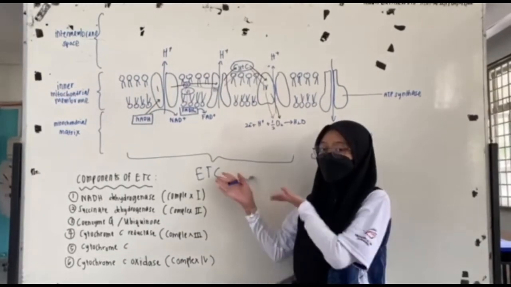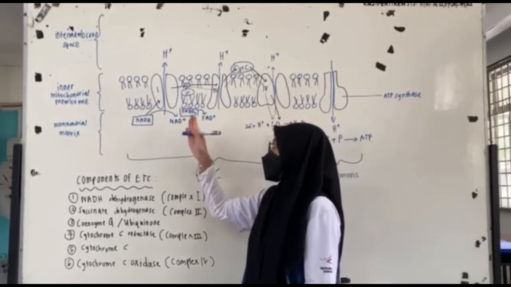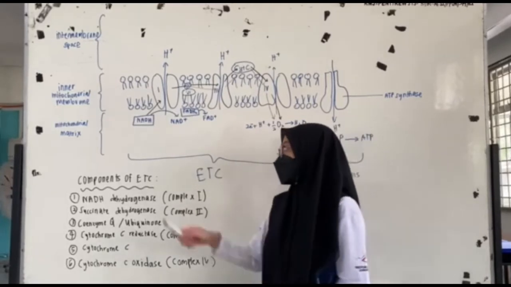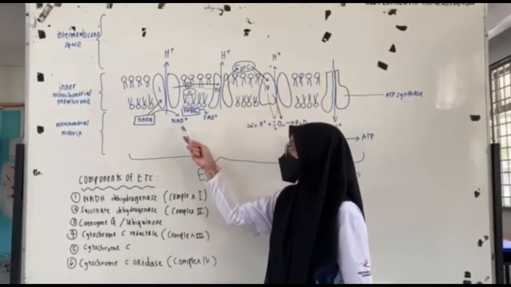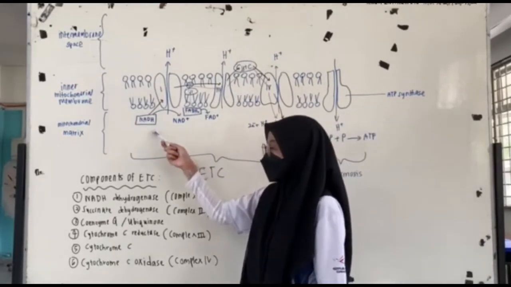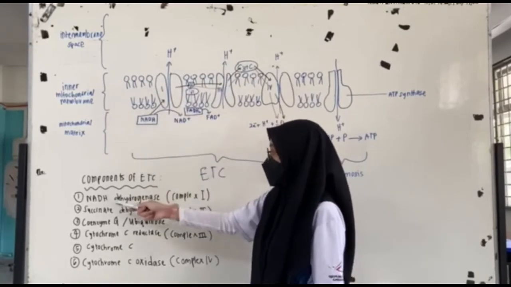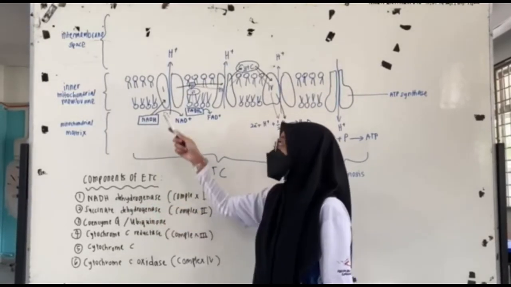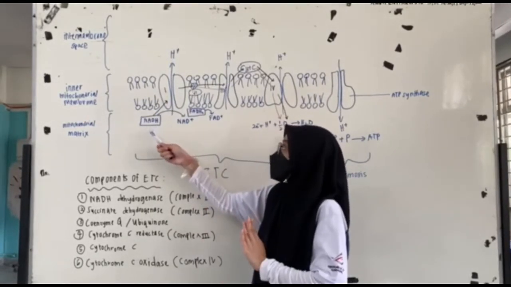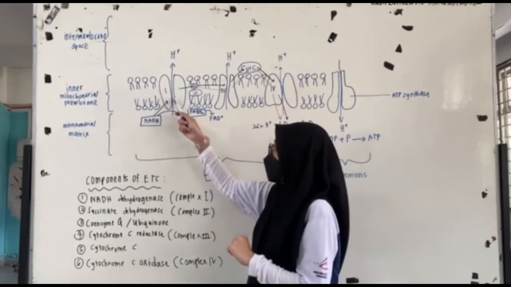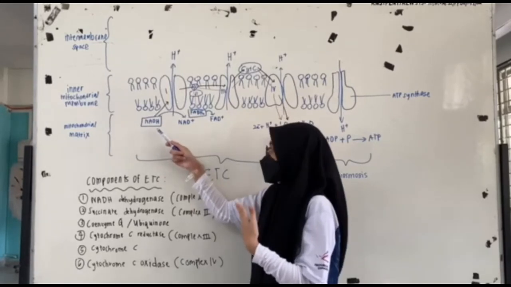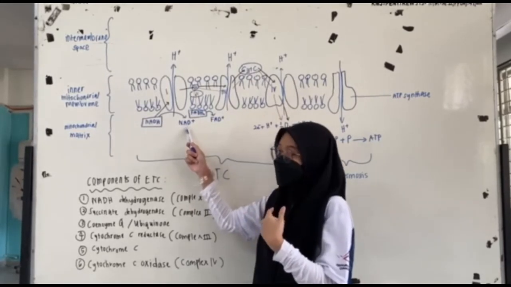Next, I will explain about the ETC. NADH and FADH2 were produced during the link reaction, glycolysis, and Krebs cycle. So the electrons in the NADH and FADH2 must be transferred to oxygen in order to form water. First, complex 1, which is NADH dehydrogenase, is more electronegative than NADH. So the electrons in the NADH must be transferred to complex 1. So complex 1 will be reduced and the NADH will be oxidized to NAD+.